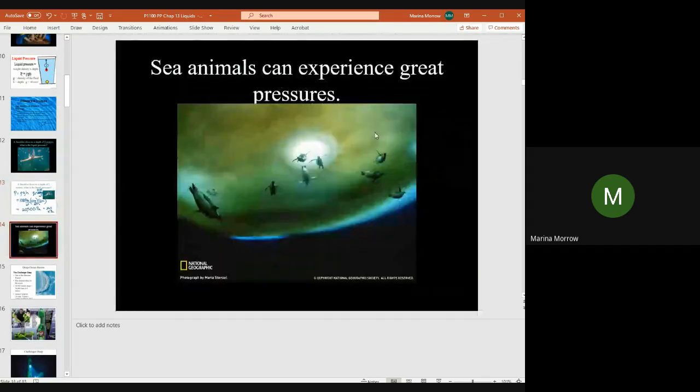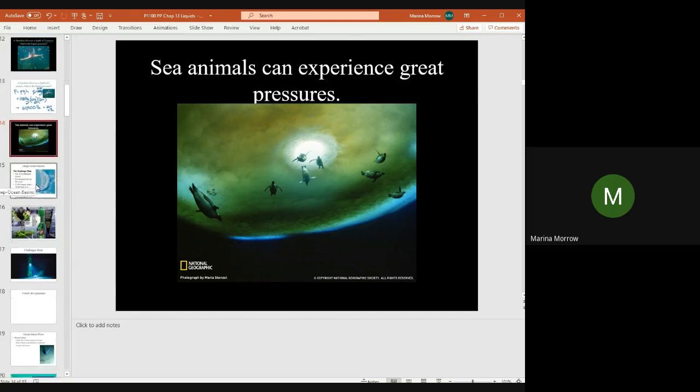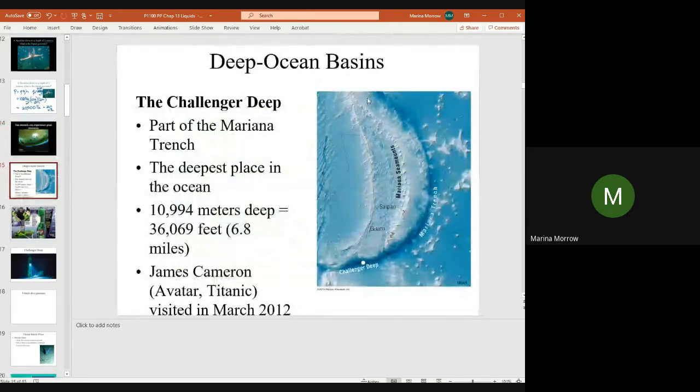Now, many animals, as they go very deep in the water, experience a lot of pressure. They have found that sometimes seals and whales that are very deep divers can actually crack their ribs. The deepest place in the ocean is the Challenger Deep, part of the Marianas Trench. That is over by Japan, Guam. It is almost 11,000 meters deep, which is 6.8 miles. And there have only been a few people who have gone down to that depth.